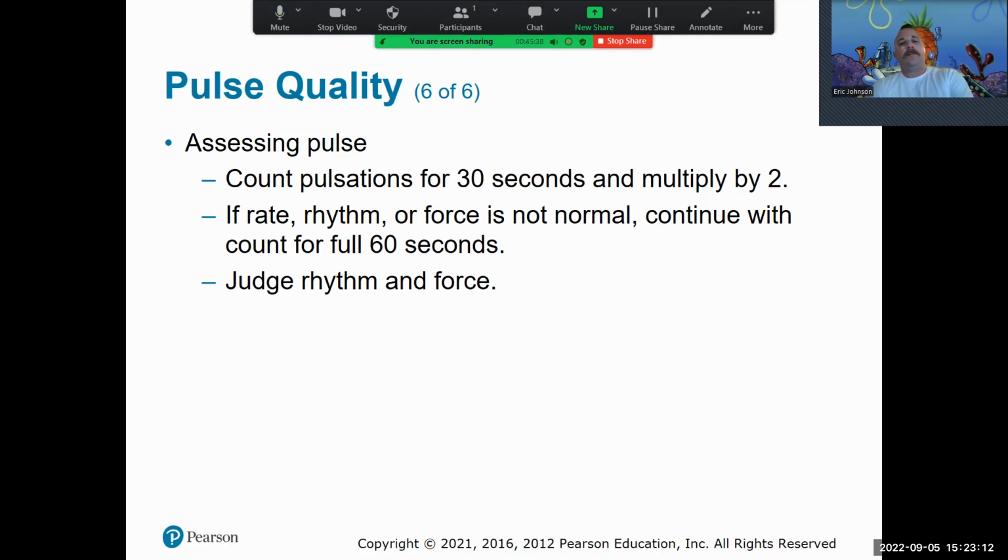So at the end of the day, we're assessing pulse by rate, rhythm, and force. In all of our normal or close to normal patients, and by that I mean they're generally healthy, we're going to go over 30 seconds and multiply by 2. But if we're not seeing rate, rhythm, and force being normal, go ahead and count it over 60.